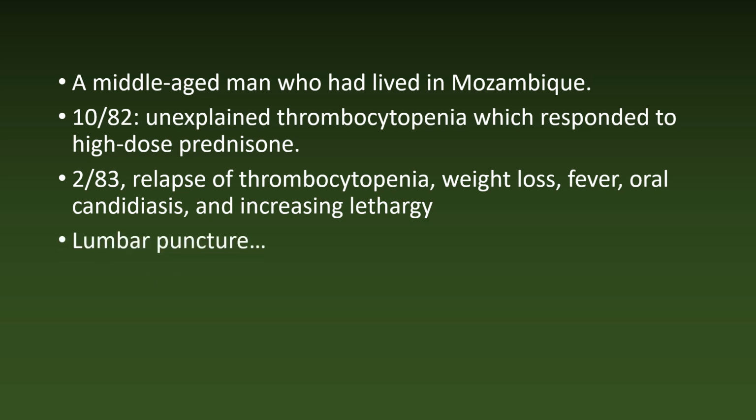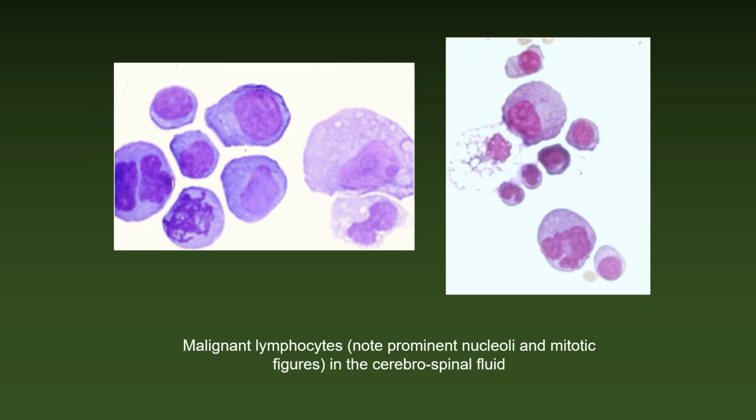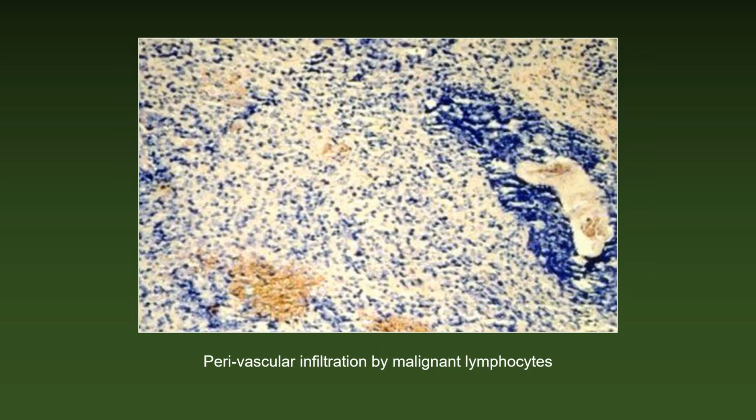A lumbar puncture revealed malignant-looking cells in his spinal fluid with large nuclei and nucleoli, basophilic cytoplasm, and mitotic figures. A brain biopsy showed perivascular infiltration by malignant lymphocytes, which is typical for AIDS-associated lymphoma. He also had evidence for CMV encephalitis, not shown here.